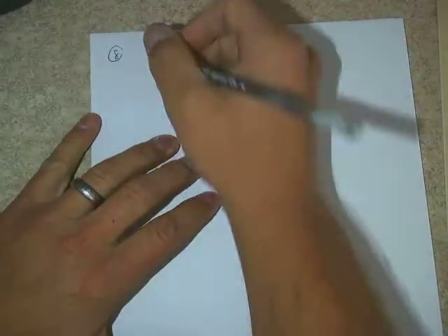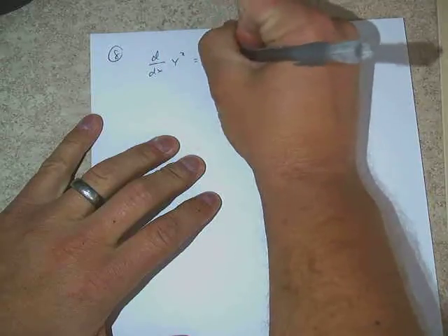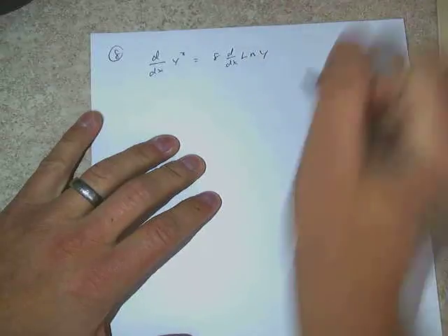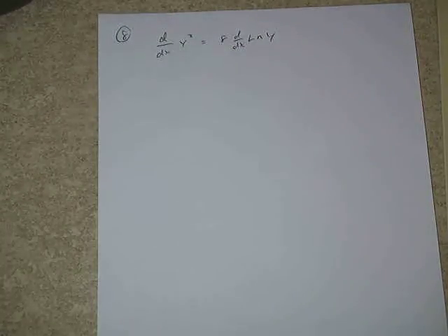Alright, let's check out number 8. It says y is a differentiable function. The derivative is greater than 0 for all x. For which of the following values of y is it true that the derivative of y squared is equal to the derivative of ln y? So we know that d dx of y squared is equal to 8 times the derivative of ln y.